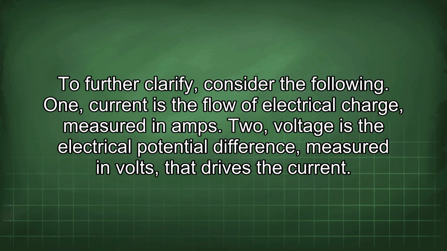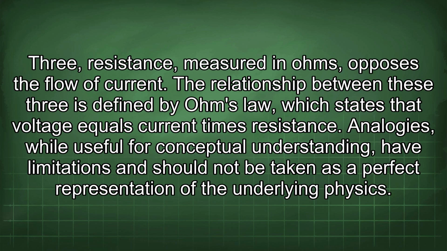To further clarify, consider the following. 1. Current is the flow of electrical charge, measured in amps. 2. Voltage is the electrical potential difference, measured in volts, that drives the current. 3. Resistance, measured in ohms, opposes the flow of current. The relationship between these three is defined by Ohm's law, which states that voltage equals current times resistance.